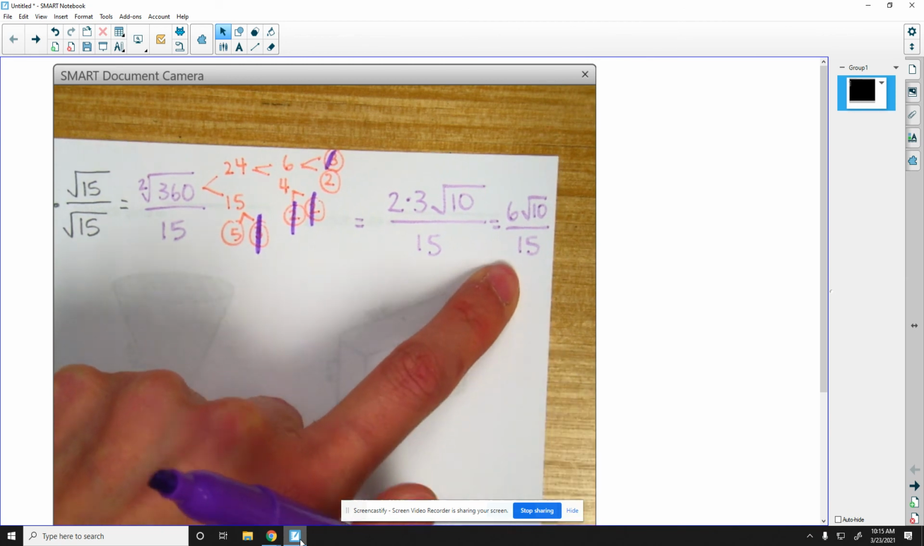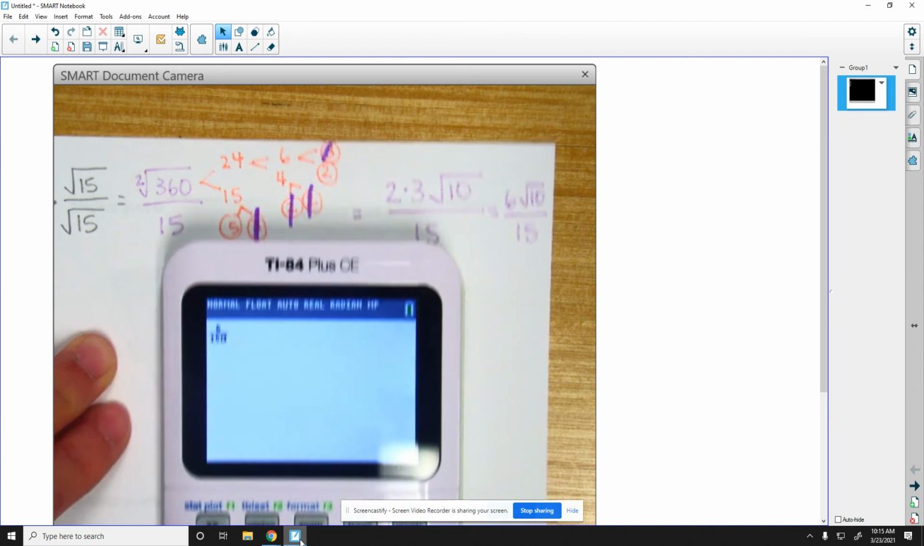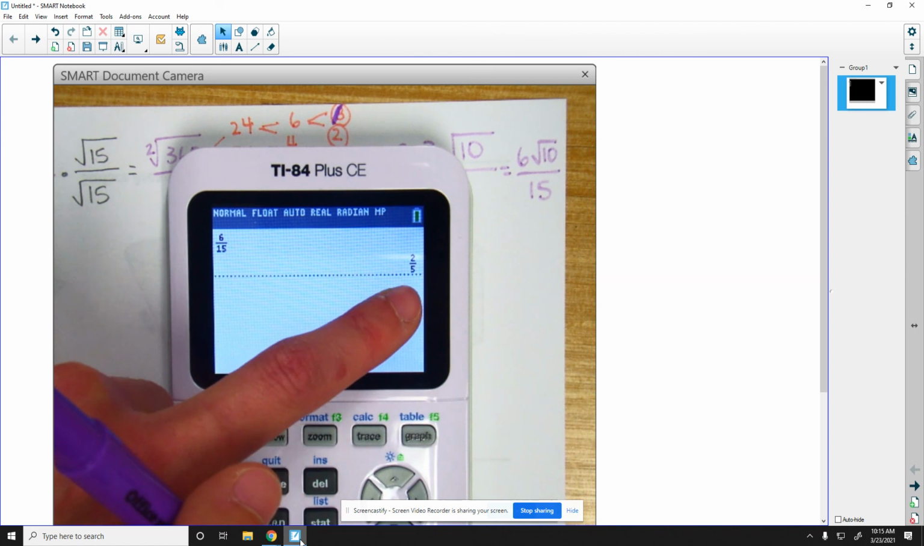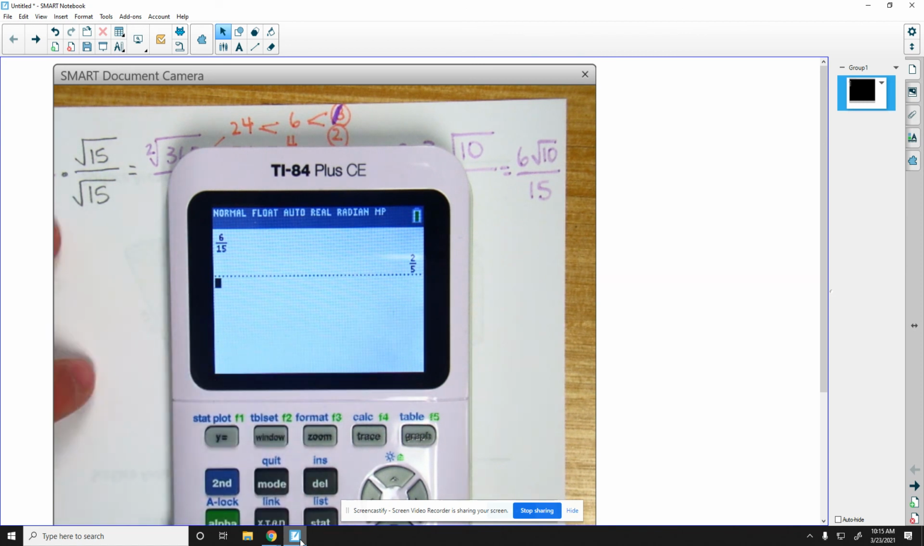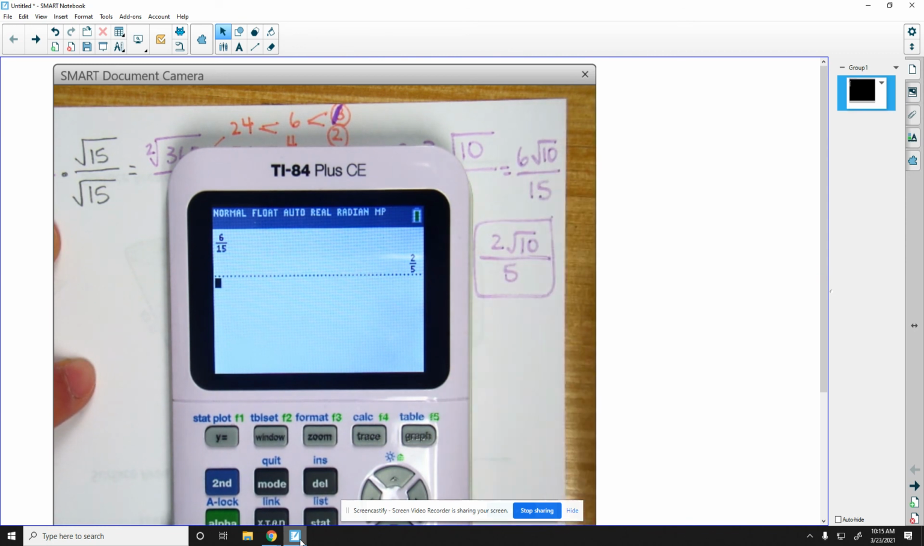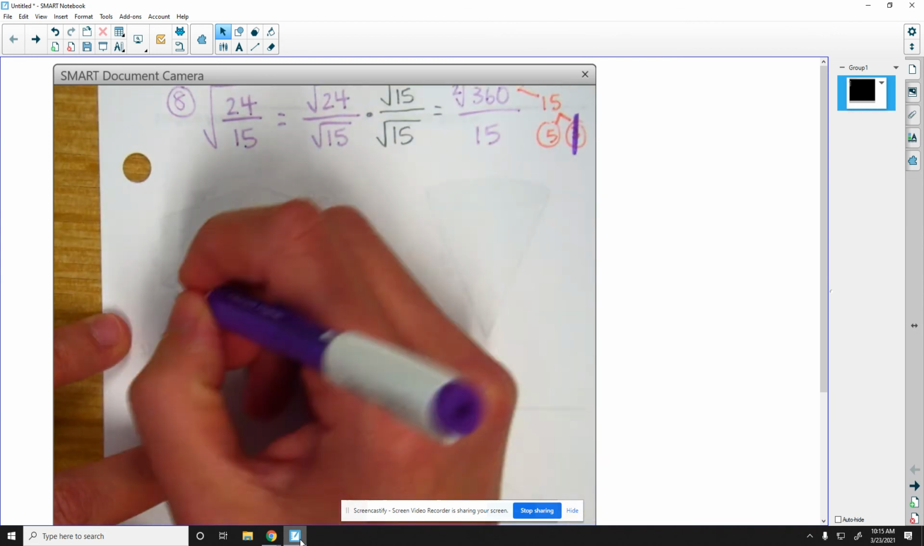Before you stop, I would say see if 6/15 can be simplified. The easiest thing to do is just type it in your calculator. 6 over 15, 2/5. Oh, so it can be simplified. So technically it's 2 radical 10 over 5. The 10 does not simplify with the 15 because one's a radical and one's a whole number. The whole numbers get simplified with the whole numbers, the radicals get simplified with the radicals. Okay, let's try another one.